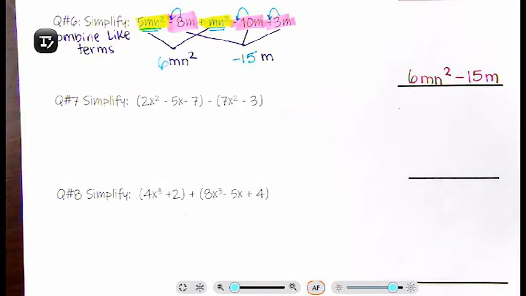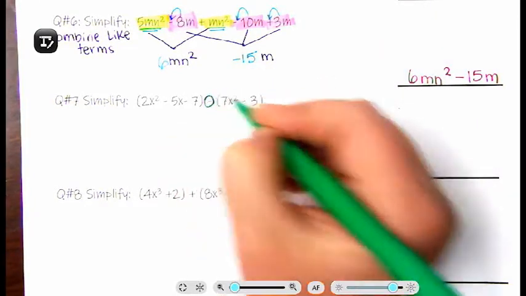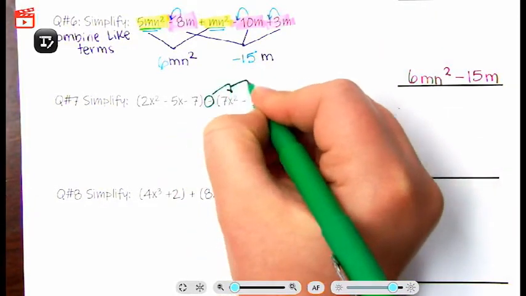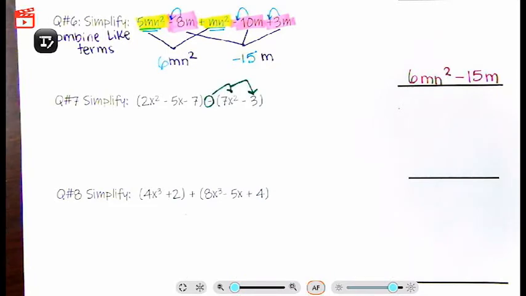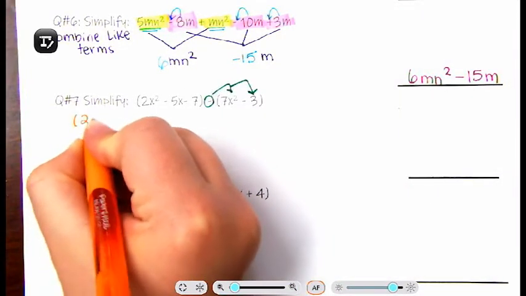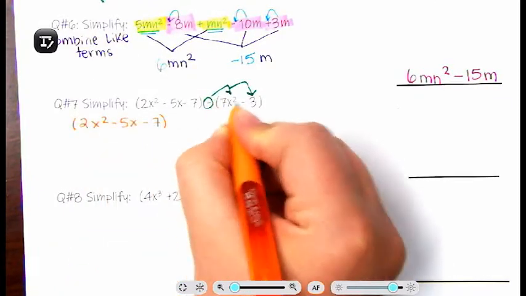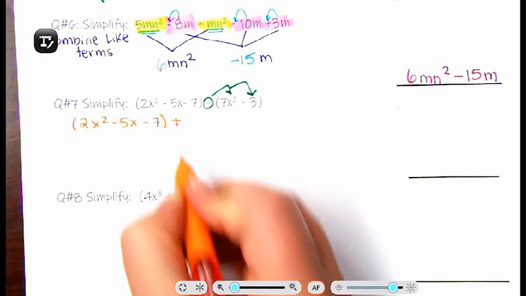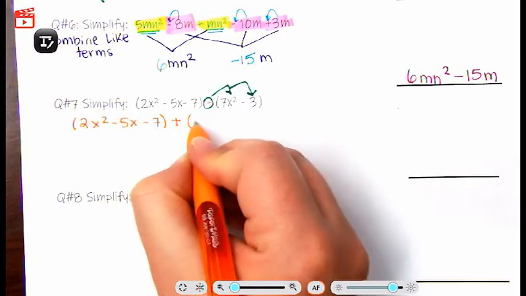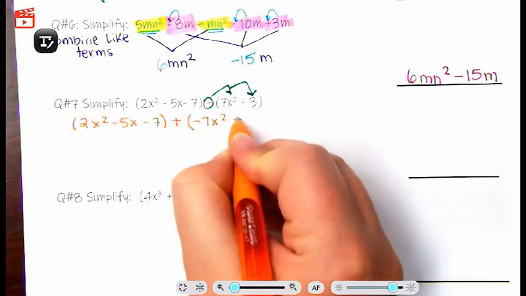Question number 7 is asking us to simplify. Note that we are subtracting this expression. So that means step number 1 is distribute this negative and then convert it to a positive. So I'm going to rewrite this as 2x squared minus 5x minus 7. Then I'm going to multiply this by negative, change this to addition. So I have a negative 7x squared plus 3.